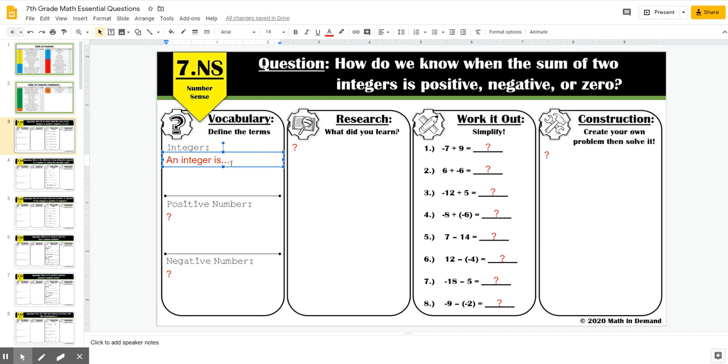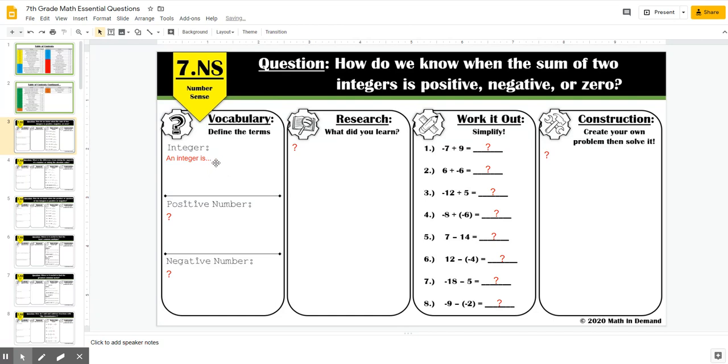Now, if this is too big and they can't fit all the information, they will highlight it and then they can change the size of it. So if they need it to be a little bit smaller, they can do that, okay? So that's for the vocab words.